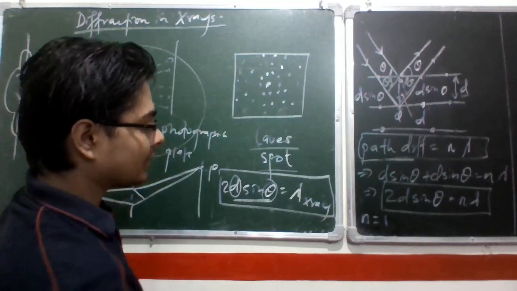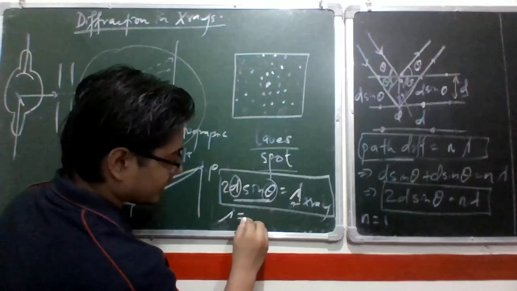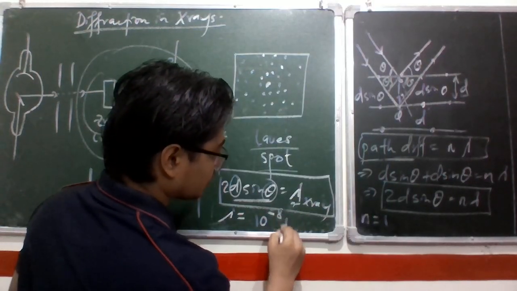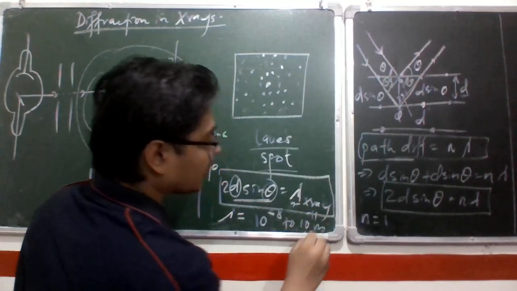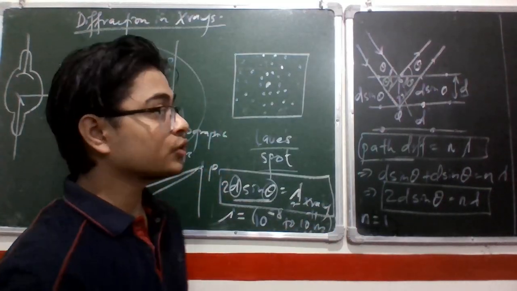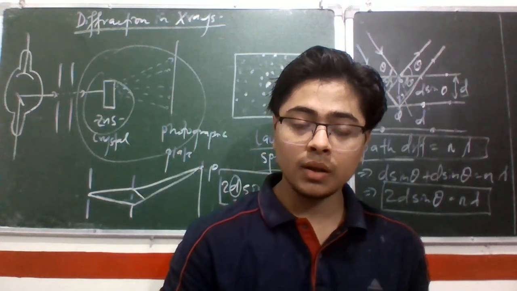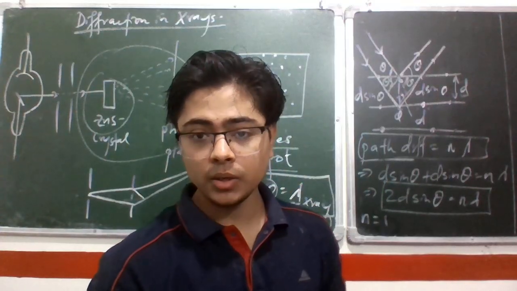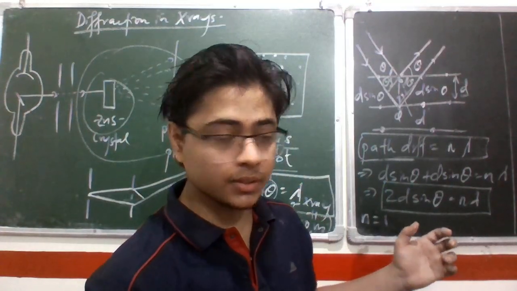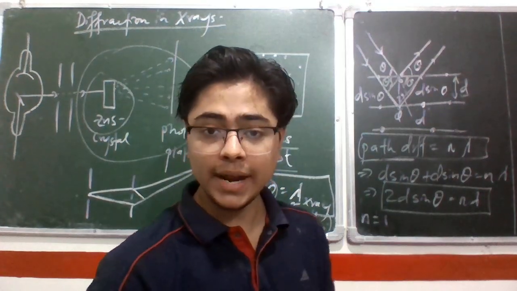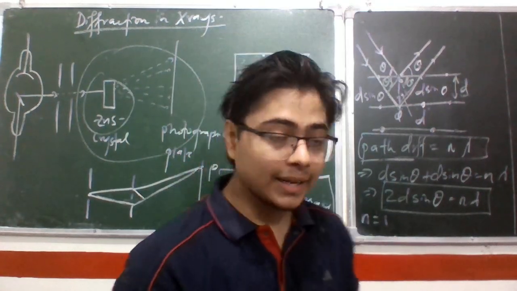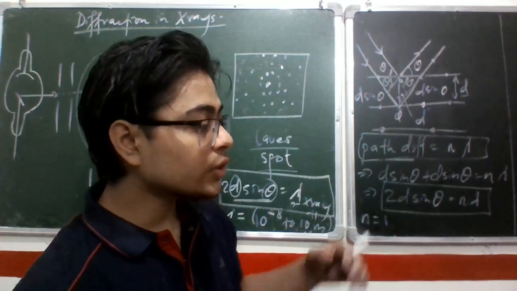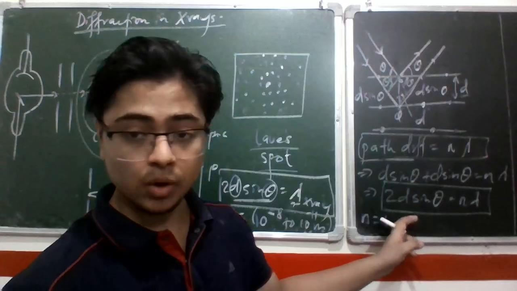And it turns out that this lambda is indeed nearly in the range of 10 to the power minus 8 to 10 to the power minus 11 meter wavelength. Okay, so this verifies our experiment as well as theory. The instrument which is used in this kind of calculation is called Bragg's spectrometer. Actually this calculation was first done by Bragg, so this formula is also called Bragg's law.